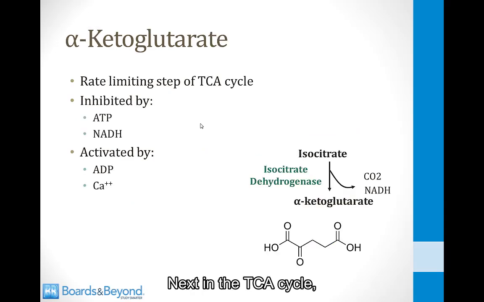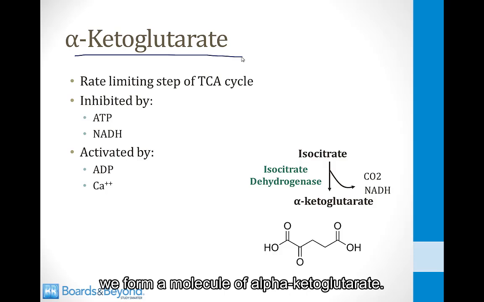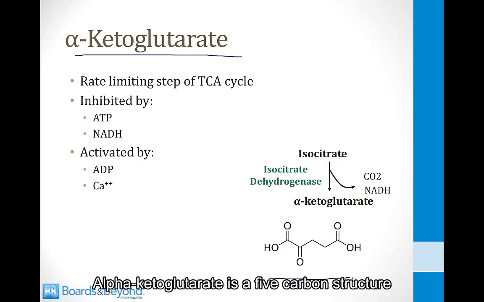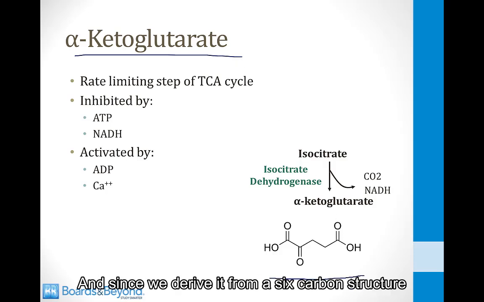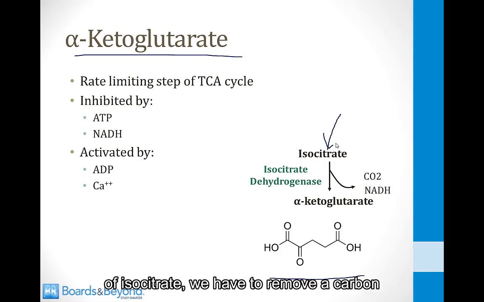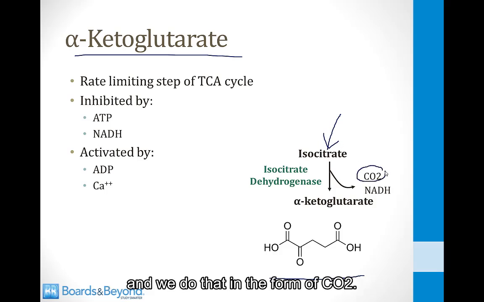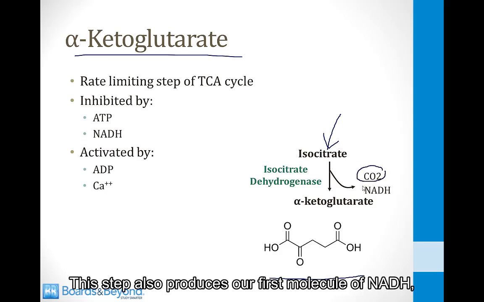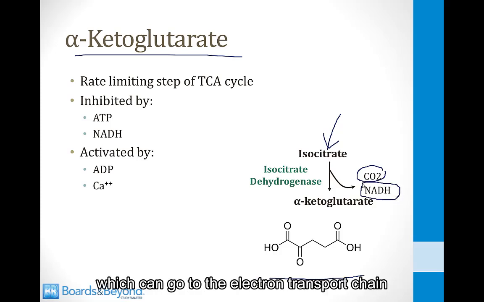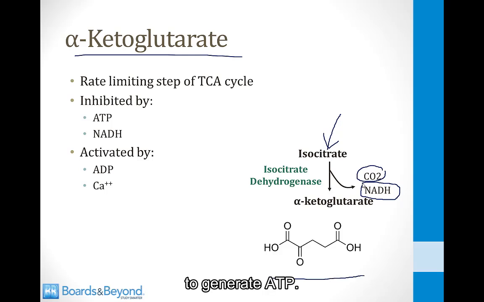Next, in the TCA cycle, we form a molecule of alpha-ketoglutarate. Alpha-ketoglutarate is a 5-carbon structure, as I've shown here, and since we derive it from a 6-carbon structure of isocitrate, we have to remove a carbon, and we do that in the form of CO2. This step also produces our first molecule of NADH, which can go to the electron transport chain to generate ATP.